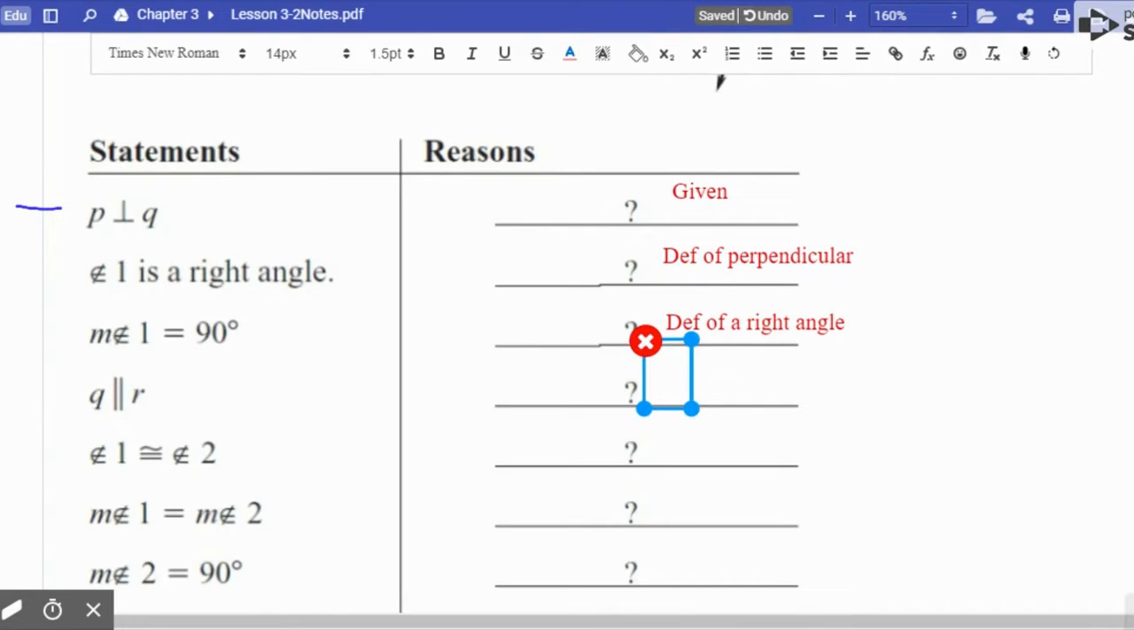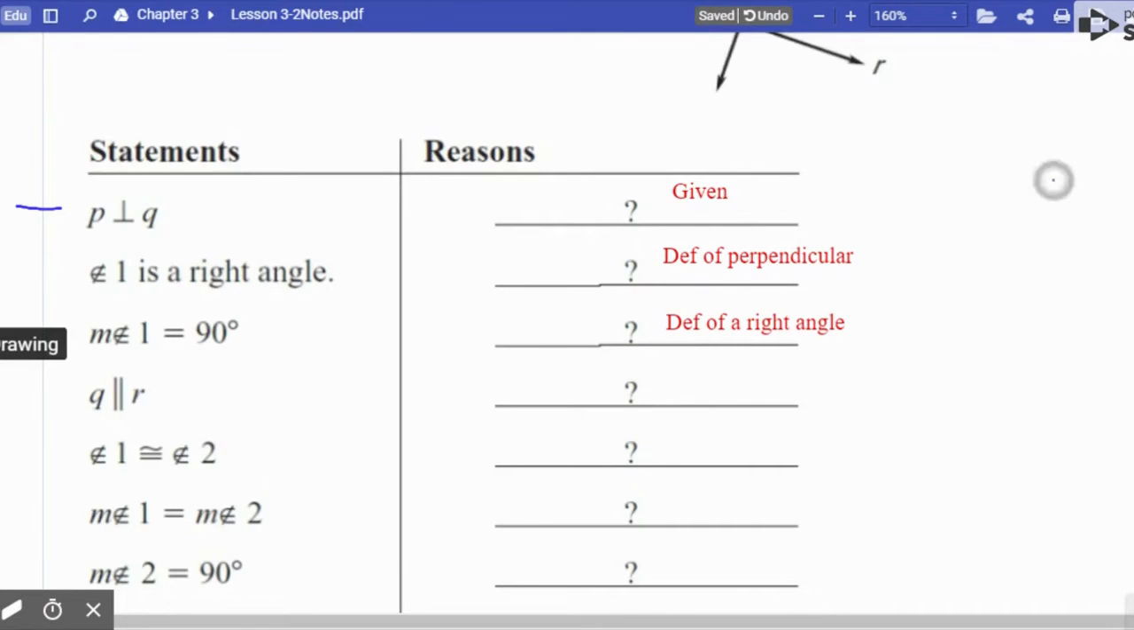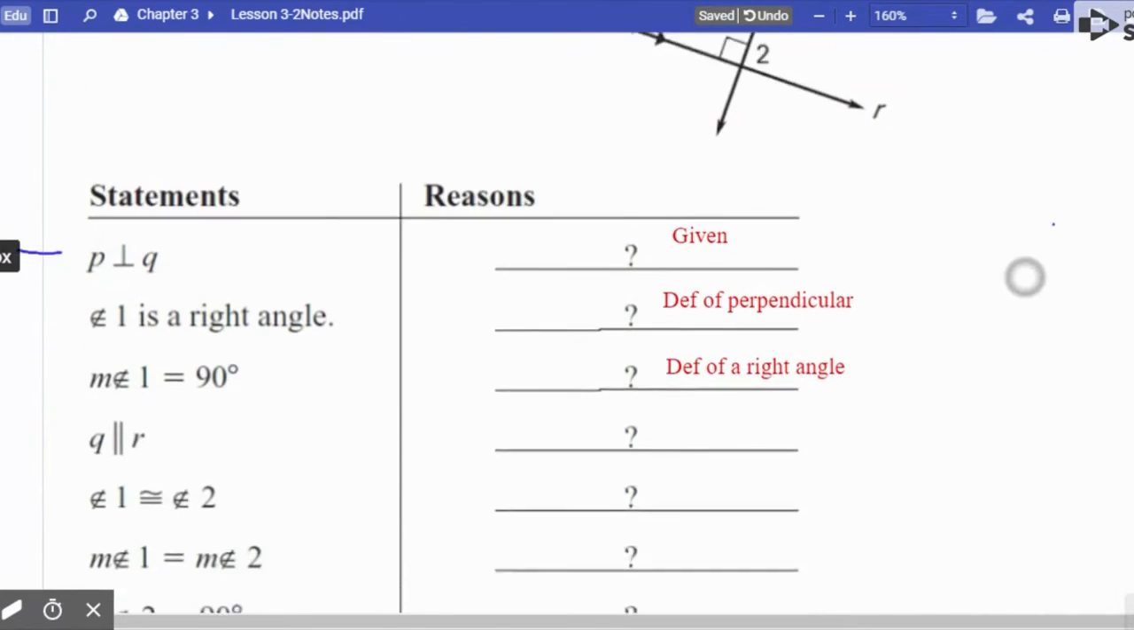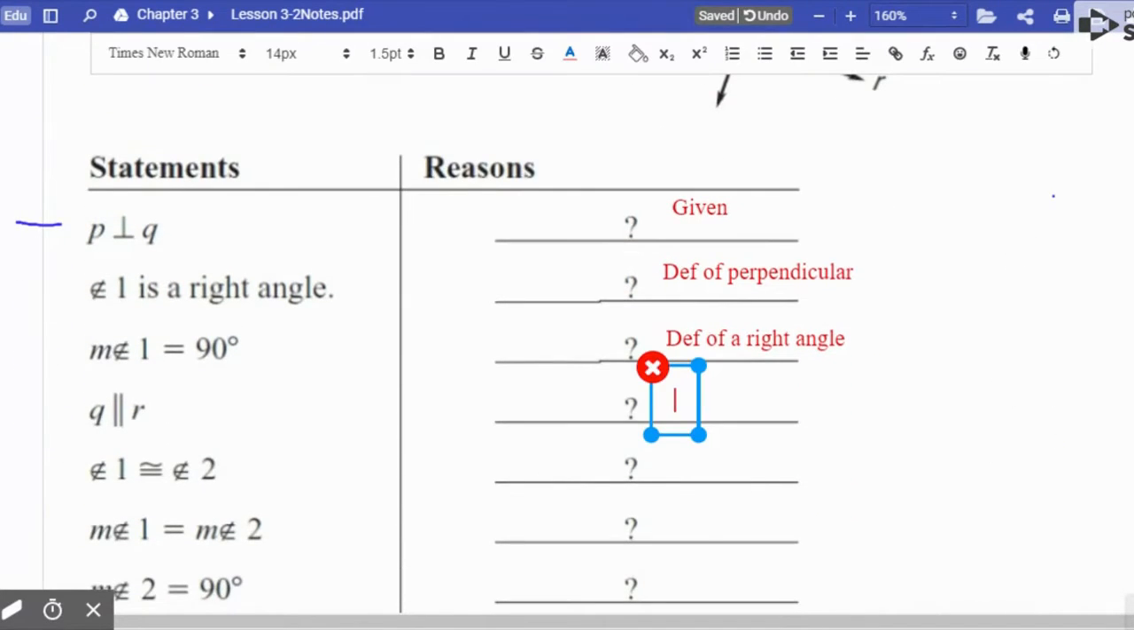Q is parallel to R. There it is. Look right here, folks. Q is parallel to R. There's my other given that we weren't told before. So I get to use that word again. If I knew how to type.